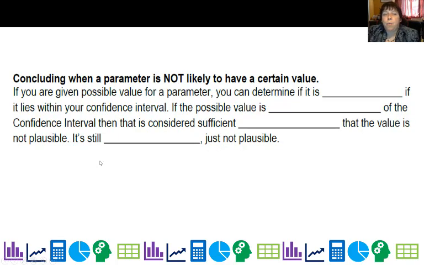Okay, now when is a parameter not likely to have a certain value? If you're given a possible value for a parameter, you can determine if it is plausible. Now remember, lots of values are possible, but it's plausible if it's within your interval. If the value is outside of the interval, then that is considered sufficient evidence that the value is not plausible. It's still possible, just not plausible.